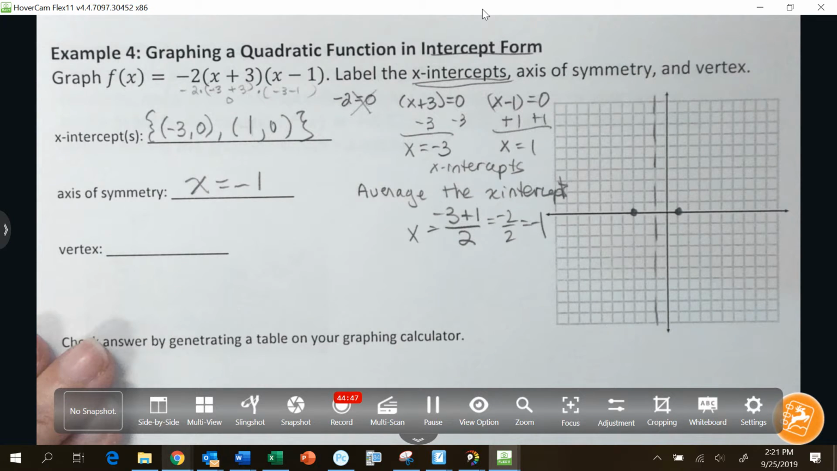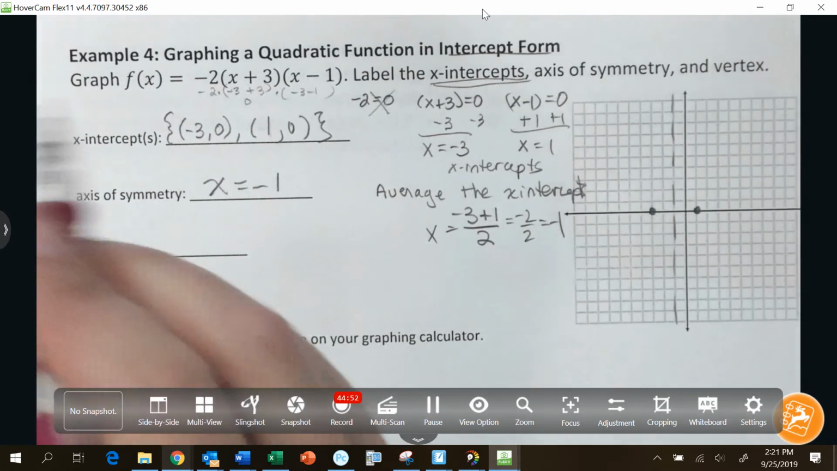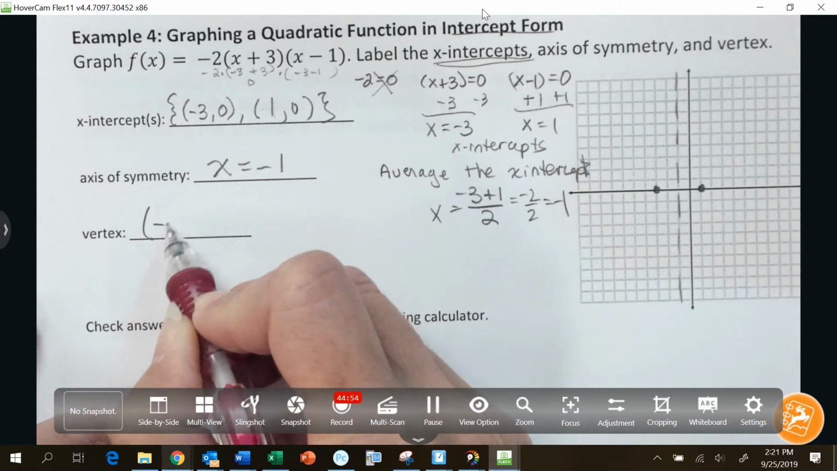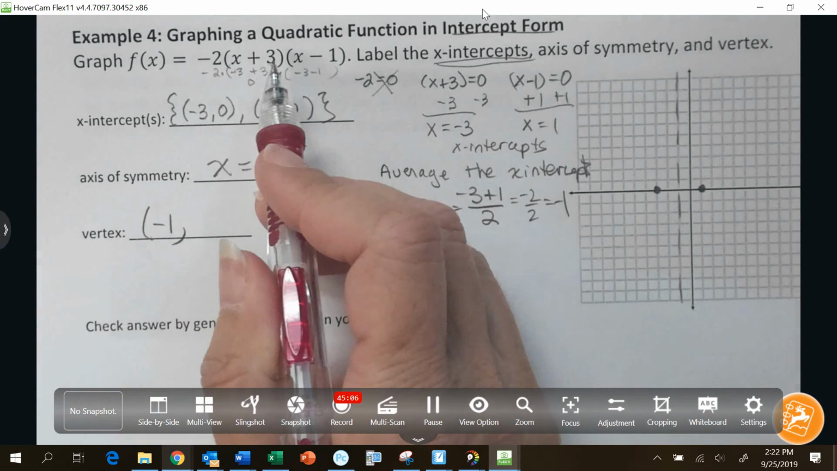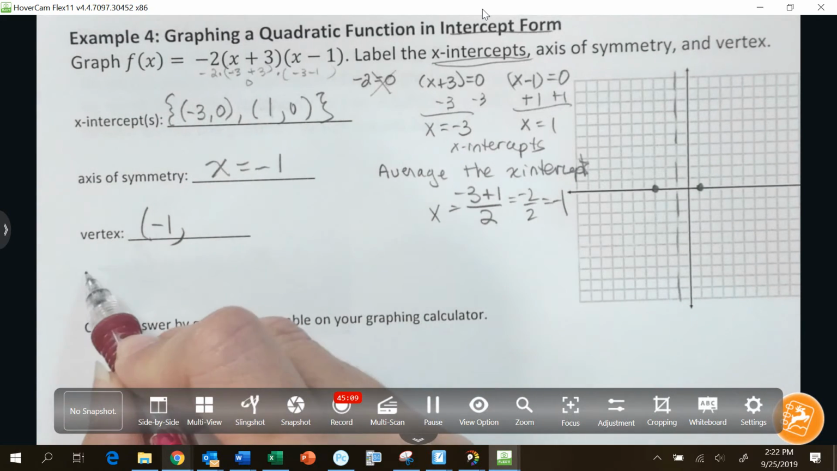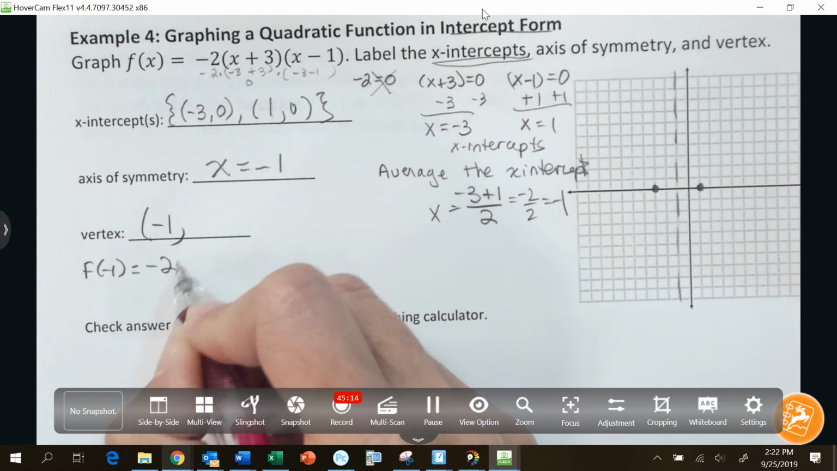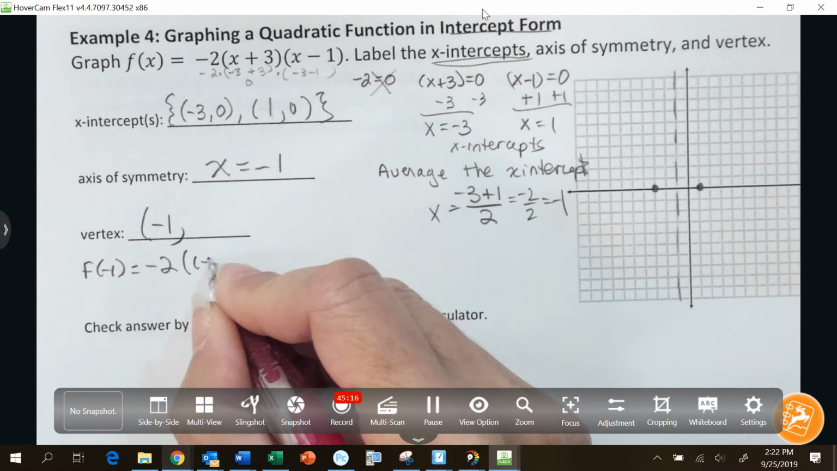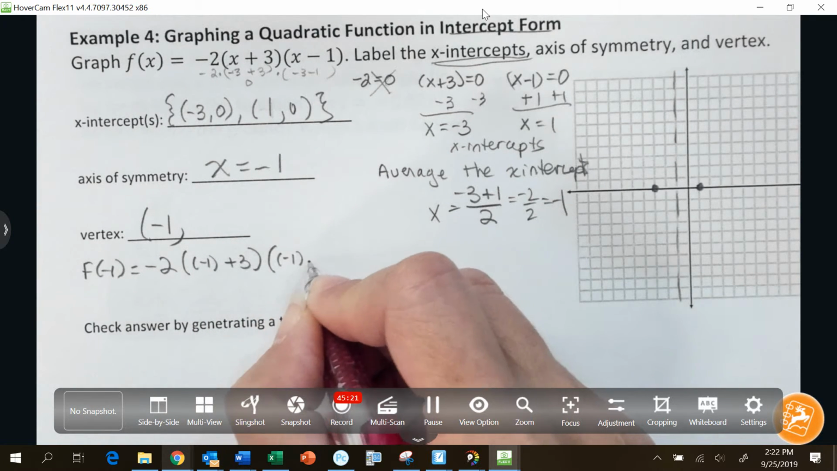So if we know our axis of symmetry, how can we find our vertex? We know it's negative 1 comma something. That's right. How do we find the y part? You plug it in for x in the equation. Yeah, you do f of negative 1. So in this equation, we have negative 2 parenthesis, wherever I see an x, make it a negative 1. It's got to be for both x's.